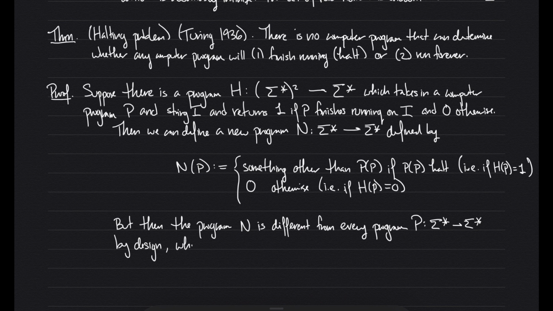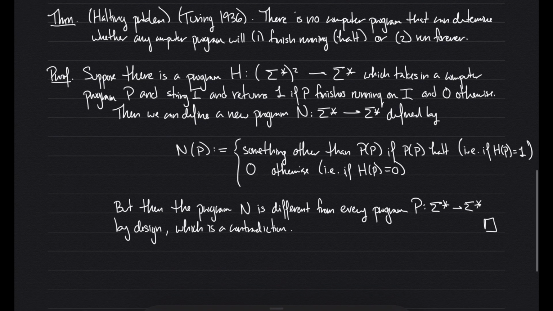And this is a contradiction because N is itself a program from sigma star to sigma star, so it can't be different from every program from sigma star to sigma star, because then it would be different from itself, which of course doesn't make any sense. So this is a contradiction, and so we can say that our initial assumption that there is such a program H that solves the halting problem, that gave us enough knowledge to produce the program N, gives us a contradiction. So that can't exist.